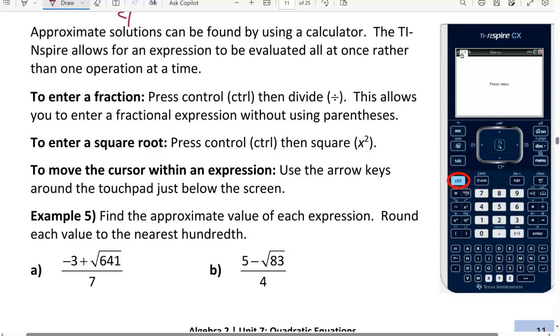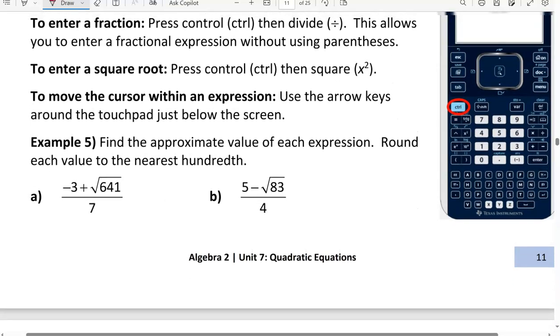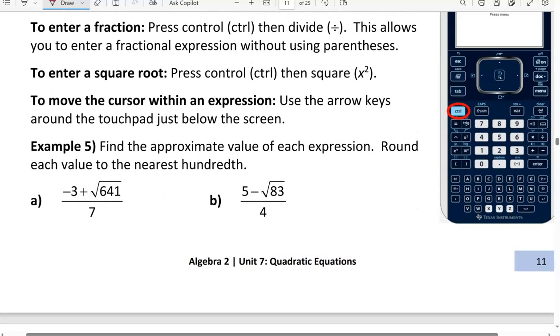The TI Nspire will allow you to write an expression that can be evaluated all at once rather than one operation at a time, and for these we can find an approximate solution. So, some important things that you need to know how to do. In order to enter a fraction, you are going to press Control and then divide. That's going to allow you to enter a fractional expression without putting parentheses around the entire numerator. To enter a square root, Control and then the square key. To move the cursor within an expression, just use the arrow keys around that touchpad.